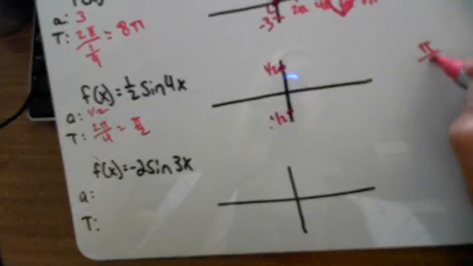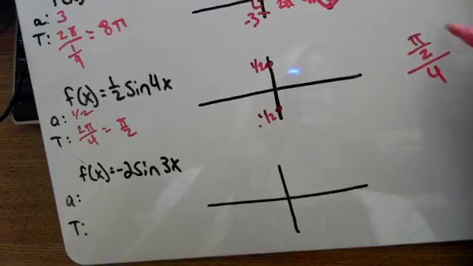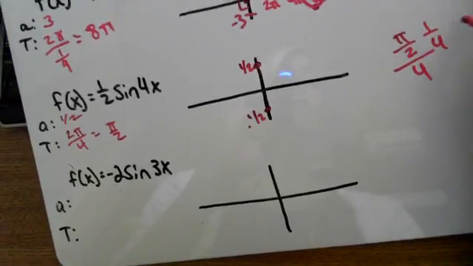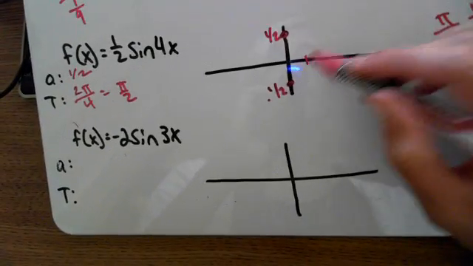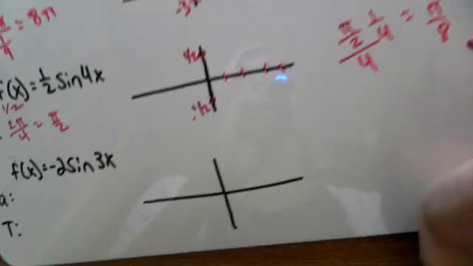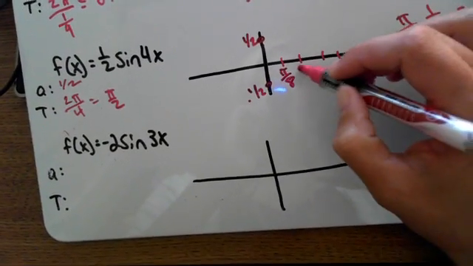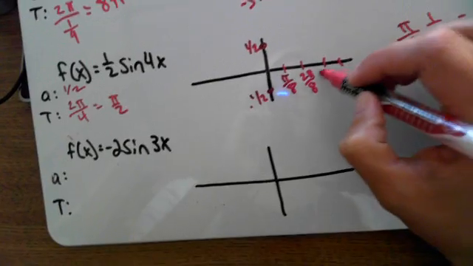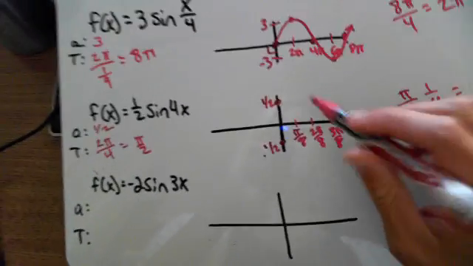When we do our increments, I'm going to take my period, pi over 2, and divide it into the 4 tick marks that I need. That's the same thing as multiplying by 1/4. That gives me pi over 8. So every increment on my x-axis is pi over 8. So this becomes pi over 8, 2 pi over 8, or pi over 4, 3 pi over 8, and 4 pi over 8, or pi over 2.